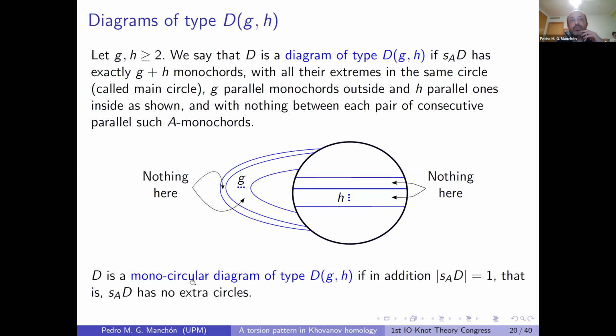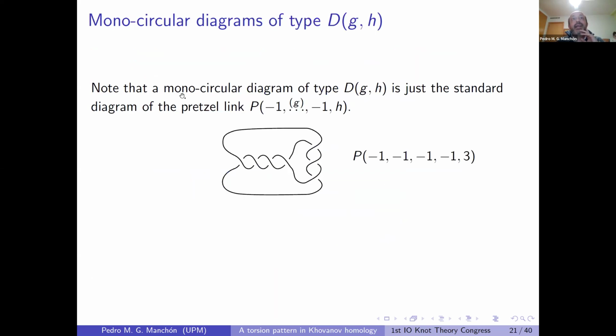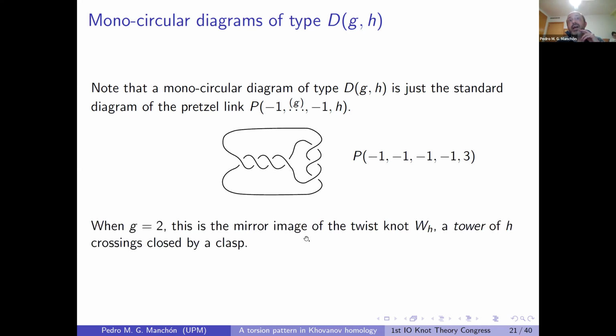We say that this is a monocircular diagram of type DGH if in addition the A smoothing has no extra circle. So monocircular diagrams of type DGH are really just the standard diagram of the pretzel link with G minus 1 and a tower of H positive crossings, something like this. If G is equal to 2, then we have a tower with H positive crossings, and here a clasp. And what appears is just the mirror image of a twist knot.